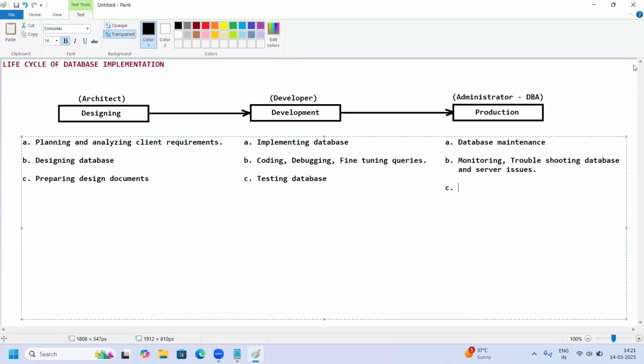Okay. And along with all these things, database administrator is also involved in performing some special events. So you can call responsible for following events. What events? No downtime.